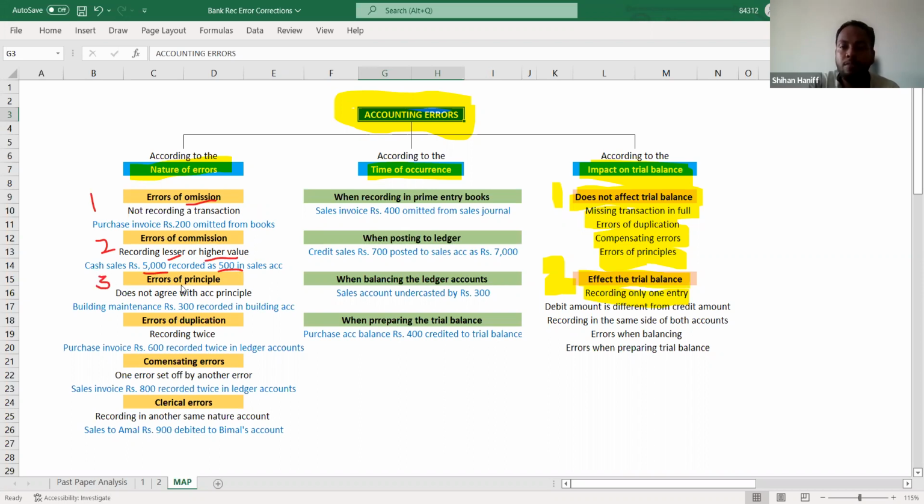This is also very common in our questions. Errors of principle. Does not agree with accounting principle. That means an expense is recorded as an asset. Building is recorded as building maintenance, or building maintenance recorded as building. Number 4, error of duplication. That means recording twice, duplicate value. Same transaction recorded 2 times. Then compensating.